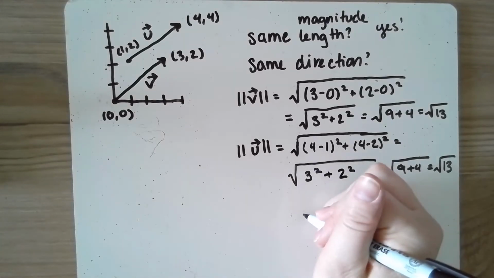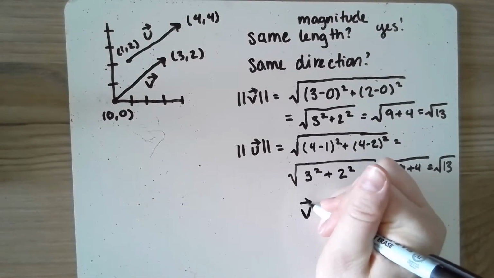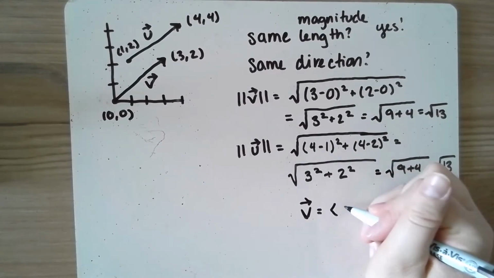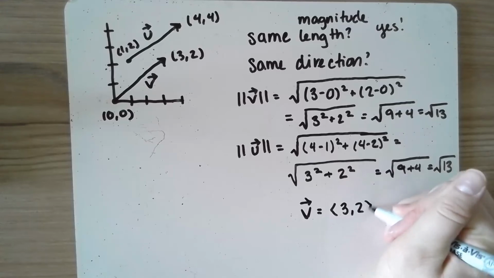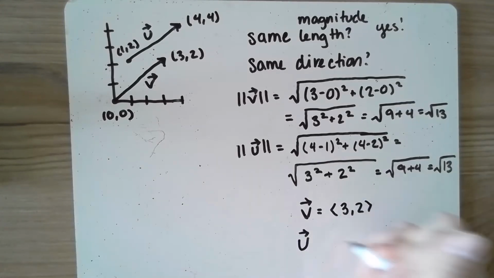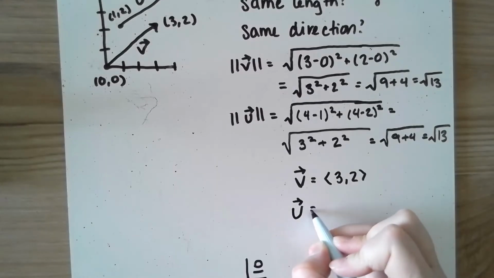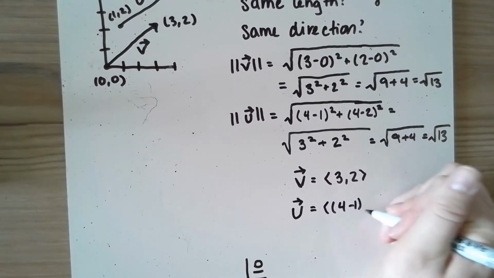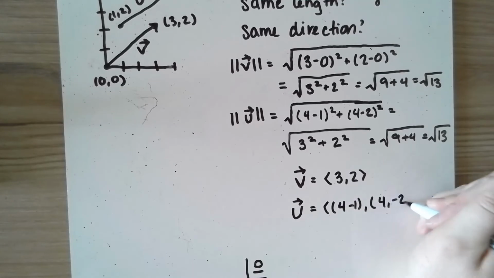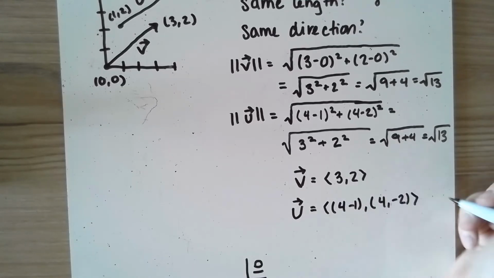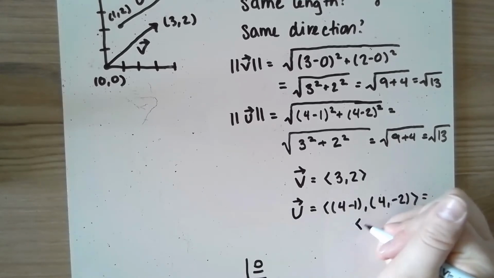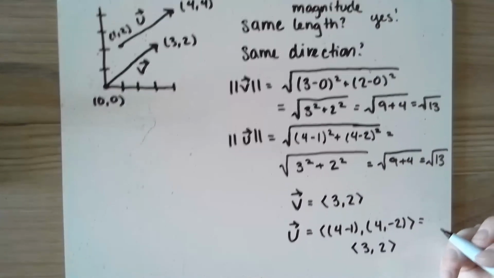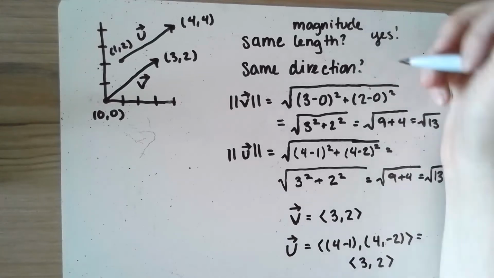So to put them into component form, we know that v is already in component form since it starts at (0, 0). So the component form of vector v is <3, 2>. The component form of vector u is <4 minus 1, 4 minus 2>, like the formula that we saw before, which is also <3, 2>. So these vectors have the same component form, so that means they have the same direction.